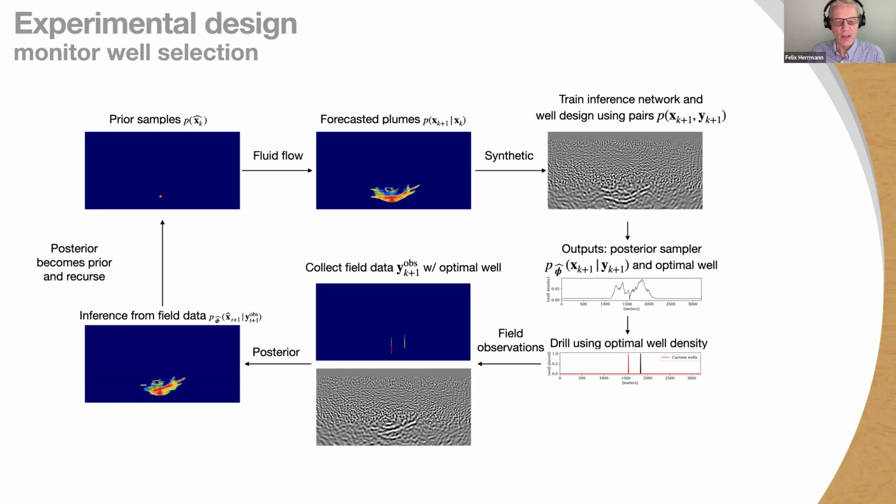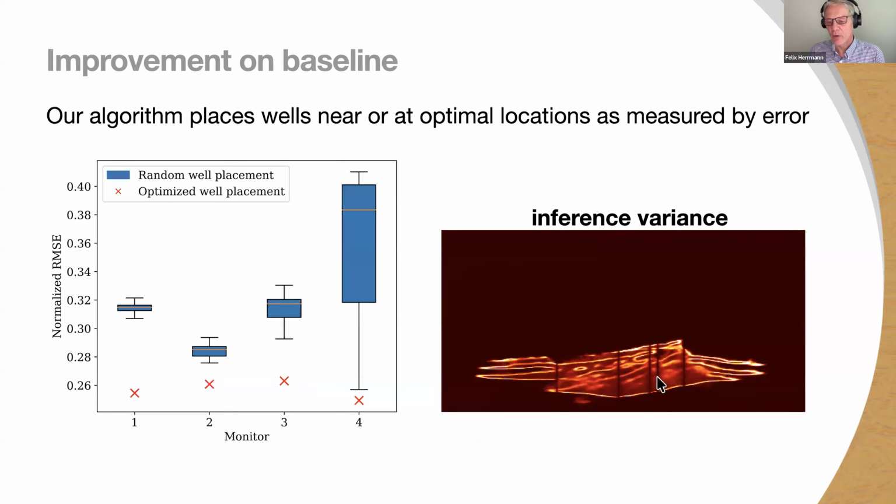And so here you see, after 4 time steps, the plume, and you see the locations of the wells it chose. And here you see the different monitoring. So we have 4 different monitoring steps. So every 4 times we can drill a well, and we compare the optimized well placement and the errors that we make in the forecast of the plume versus if we were to place them randomly. And you can see there's a massive improvement in the RMSE because we optimized the well placement using this expected information gain.